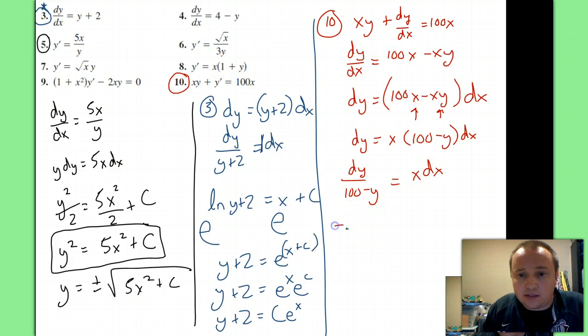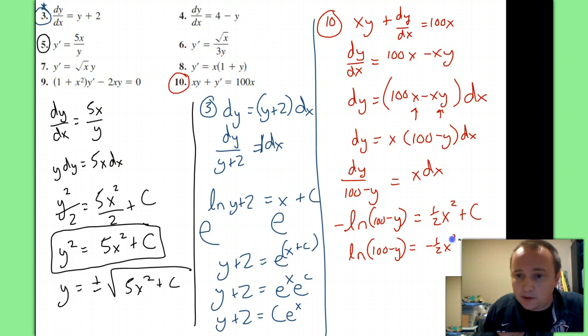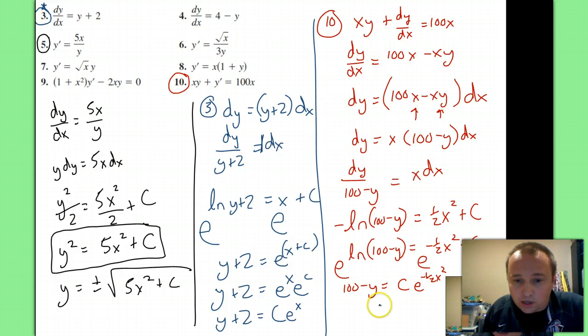Take the antiderivative, I get negative natural log of 100 minus y equals 1/2 x squared plus c. Natural log of 100 minus y equals, let's just get this negative sign over here now, plus c. And so if I exponentiate, I now have 100 minus y equals c times e to the negative 1/2 x squared. I hope you're okay with the fact that I took one little shortcut on that one.